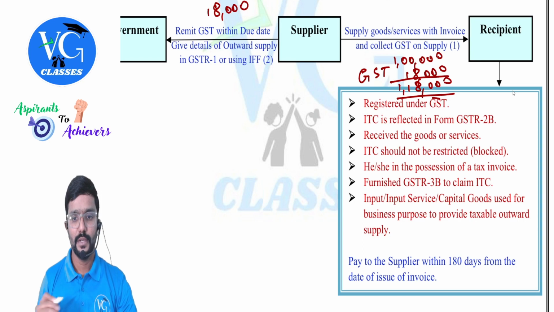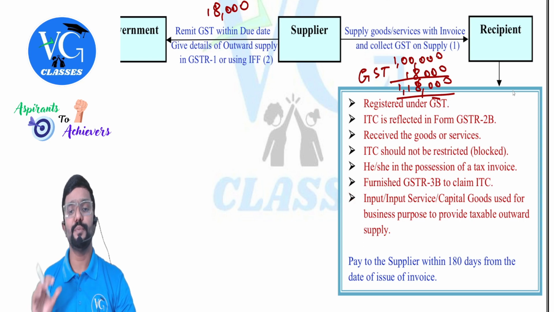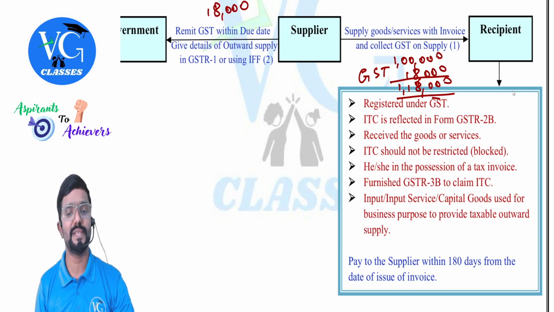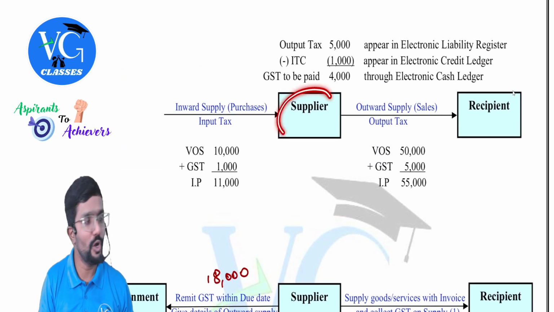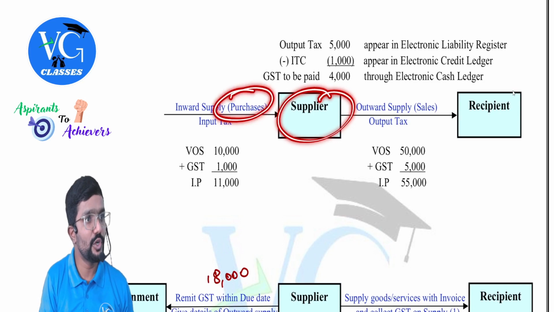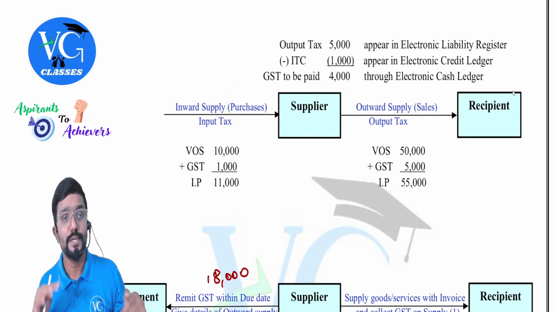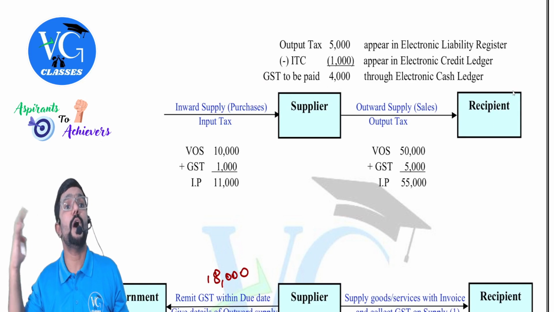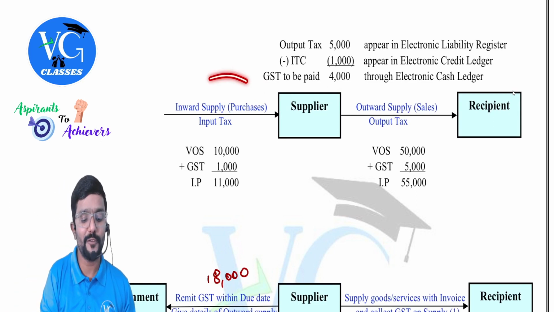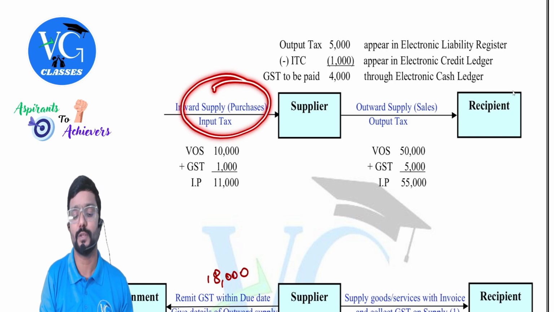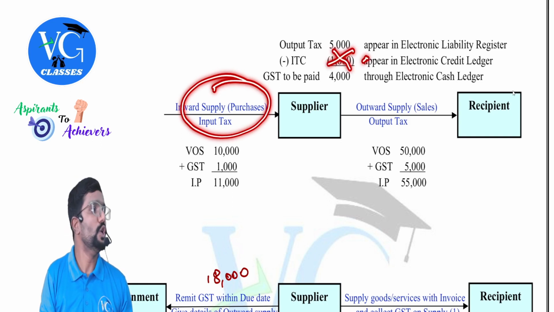Okay, sir. Next, input or input service, capital goods should be used for business purpose to provide taxable outward supply. Means whatever we have purchased, that purchased item should be used in the business to provide what? Taxable outward supply. Sir, what if by chance this is used for personal purpose? No credit, people. No credit.